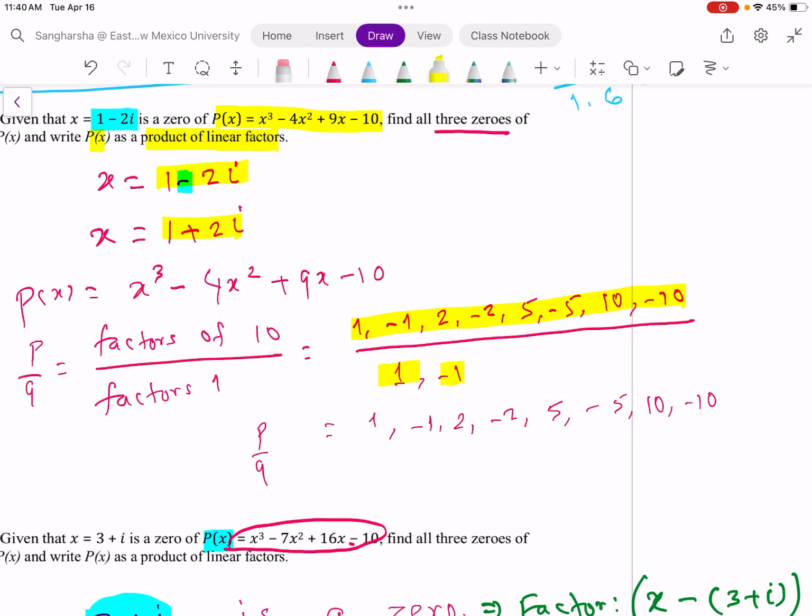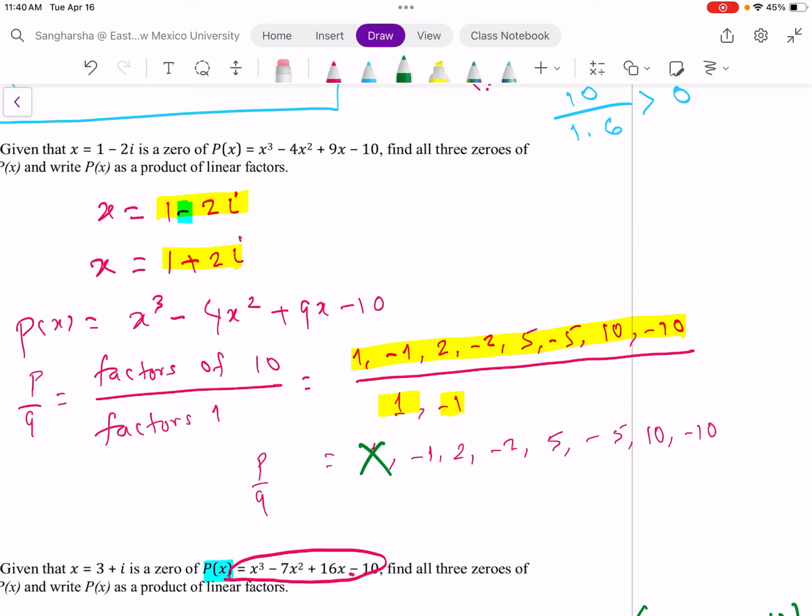Okay, now let's start with positive 1. So if we choose positive 1 for this function, is our function 0 or not? Let's find out. So 1 cubed minus 4, that's minus 3, plus 9 is plus 6, minus 10 is minus 4. Okay, so 1 is not a real 0. Now let's go with negative 1.